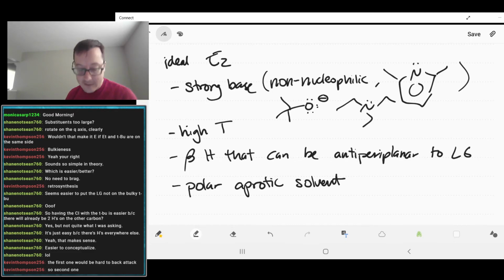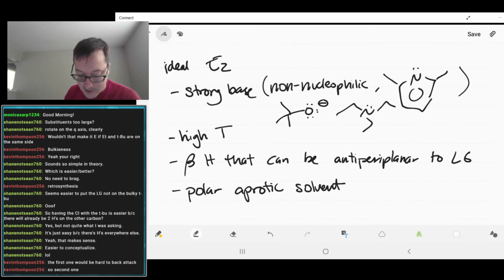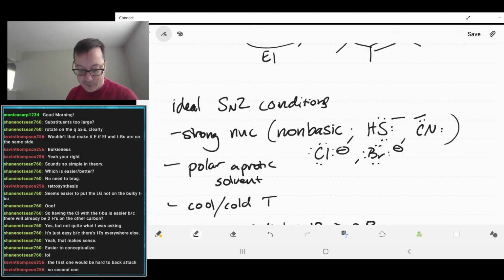So in this case, we were not able to do E2 at all because we didn't have a beta hydrogen. So in this last example, we didn't see that as an option. And because it wasn't an option, we're free to use whatever nucleophile we want for SN2. We were able to use a basic nucleophile because there was no possibility of elimination under SN2 conditions.